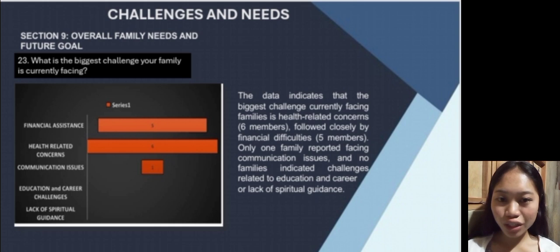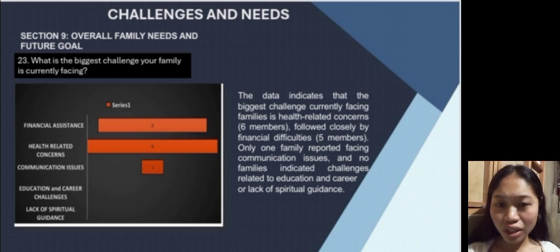In terms of their challenges and needs, in section 9, overall family needs and future goals. What is the biggest challenge that their family is currently facing? Based on the result of our survey, the data indicates that the biggest challenge currently facing families is health-related concerns, which is 6 members, followed closely by financial difficulties, which is 5 members. Only one family reported facing communication issues, and no families indicated challenges related to education and career or lack of spiritual guidance.